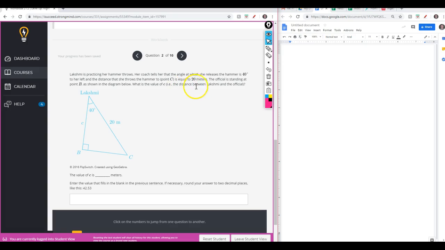An example, the distance between Lakshmi and the official. The value of C is blank meters. Enter the value that fills in the blank in the previous sentence. Round your answer to 2 decimal places like this. Okay, so the first thing that I'm noticing is we're finding a side length. We're finding this side length right here.